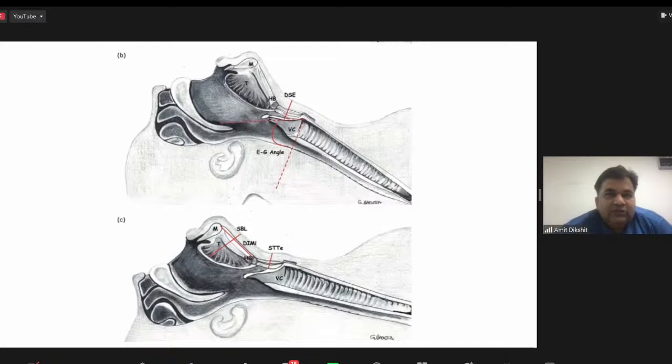So at least three parameters, if we use them: one is skin to mid epiglottis, second could be the tongue thickness, third could be the hyomental distance ratio. At least three or four. It will give you some fair idea.